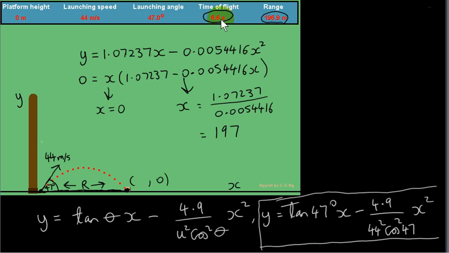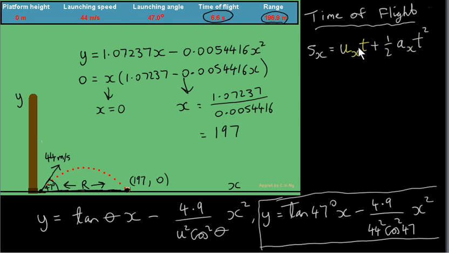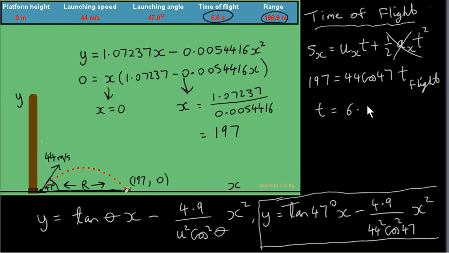Let's look at the time of flight. Well, we can use this formula here for the x position of the particle. a_x is 0 because there are no forces in the horizontal direction, so we can forget about that term. So the x position is u_x times t. So what is the x position when the particle reaches here? Well, it's 197 approximately, or 196.9. We'll use 197 equals the x component of the initial velocity, which is 44 cos 47 times t. So t here will be the time of flight. So we just divide 197 by 44 cos 47. If you do that, you will get to one decimal place 6.6 seconds. So it does check out.